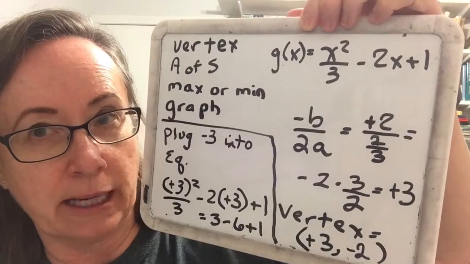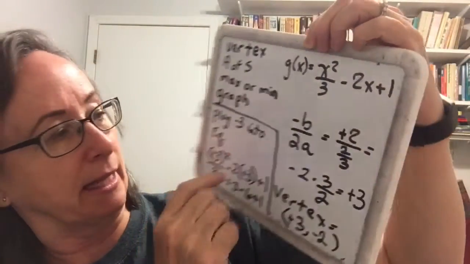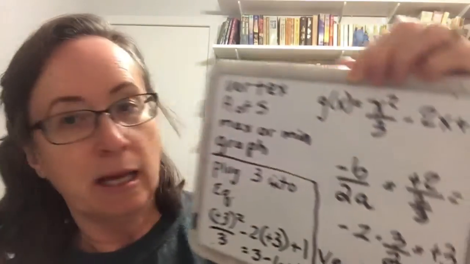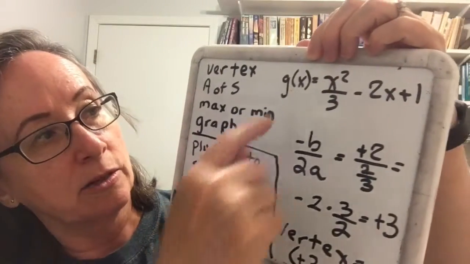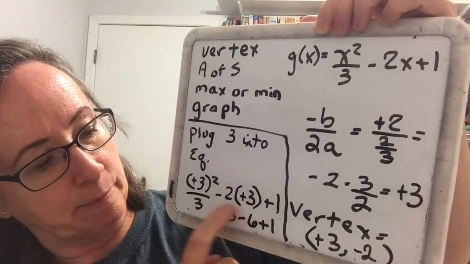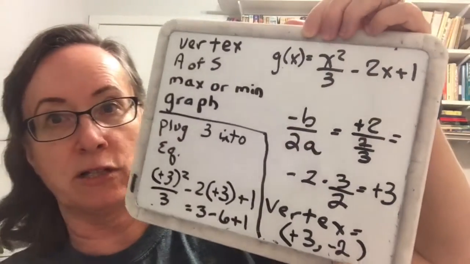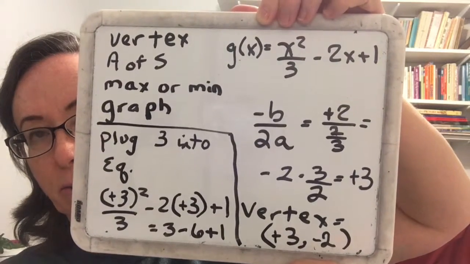So I figured that out, and I found out that I have a vertex where x is equal to 3. So then what I do with the 3 is I plug the 3, oops, that was a positive 3, not a negative 3, plug the 3 into the equation. So I plugged the 3 in, and I did my work down here, and I wind up with getting a negative 2. So the vertex is 3, negative 2.